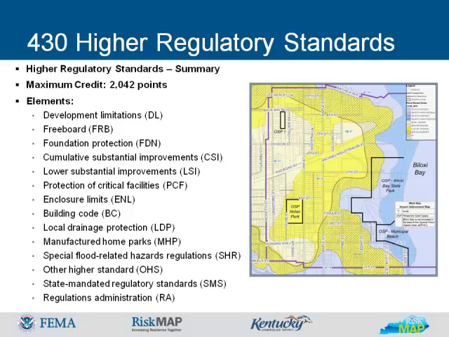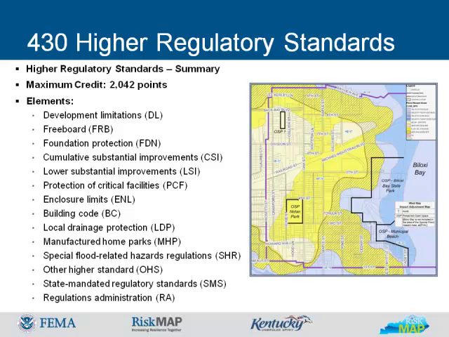For protecting facilities that are critical to the community, PCF credit is provided for regulations that either prohibit critical facilities or set higher standards for protecting them from flood damage. For prohibiting first floor enclosures, ENL credits regulatory standards that prohibit the enclosure of the building's area that lies below the base flood elevation. Building code credit is available for adopting and enforcing the International Code Series.